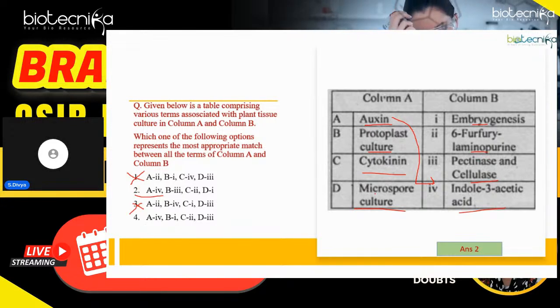2 and 4. Next, just a few slides back I told you protoplast means they do not have a cell wall. So if you want to remove the cell wall, what treatment do you have to give them? Pectinase and cellulase. So that will degrade the cell wall. So B to 3. Now you got your answer with confidence. Now just randomly have a check on the others. Cytokinins are adenine derivatives, so 6-furfuryl aminopurine. Microspore culture is commonly used for embryogenesis.